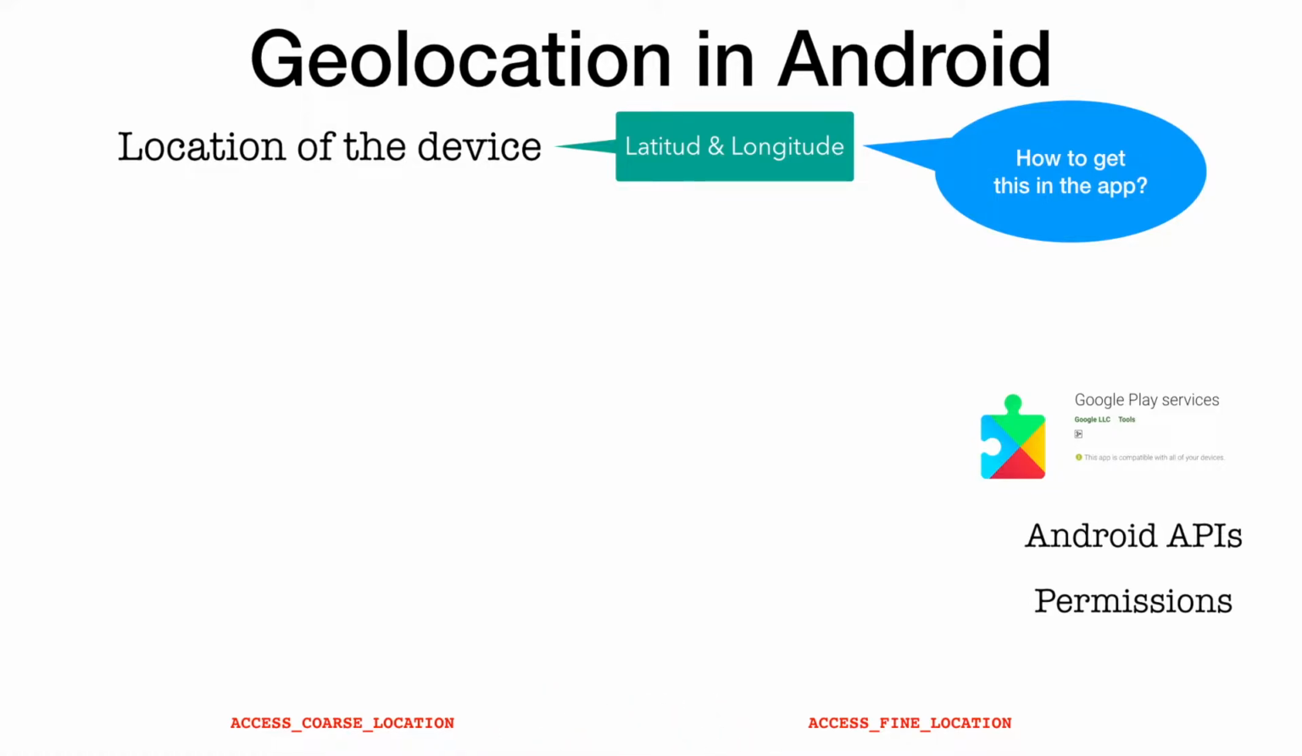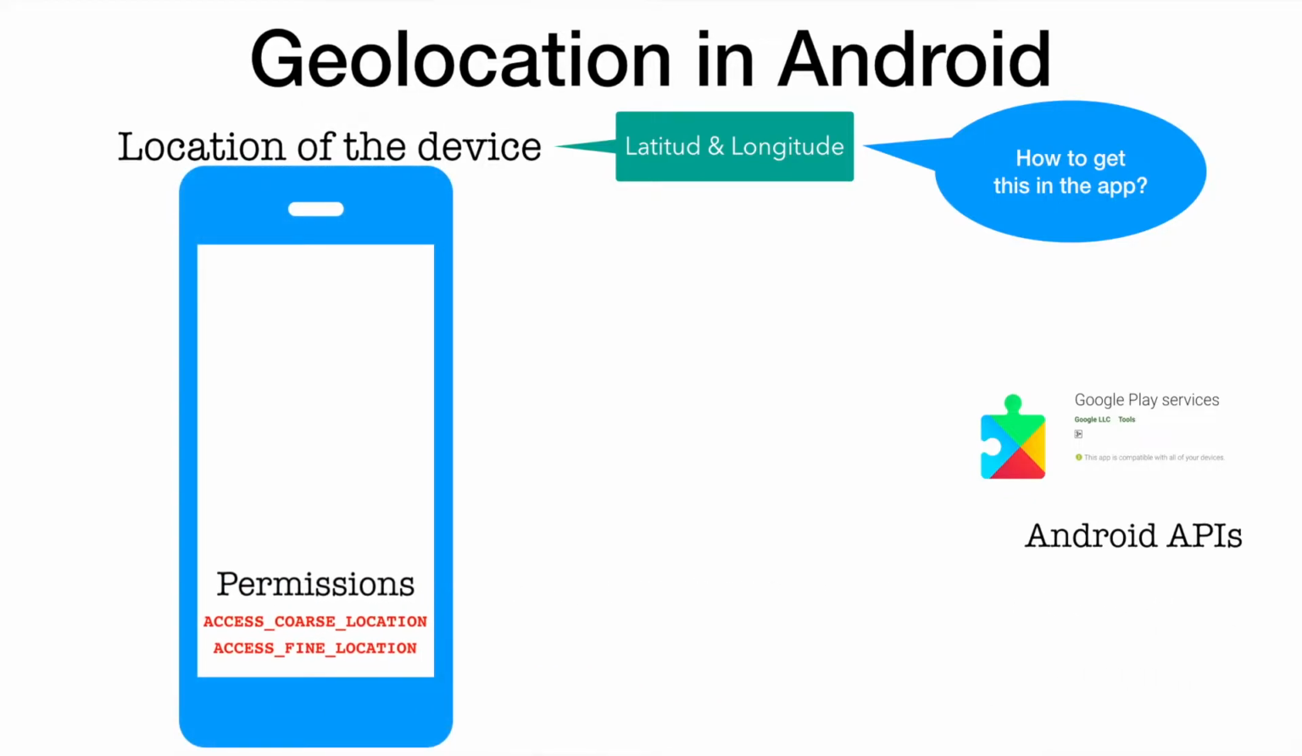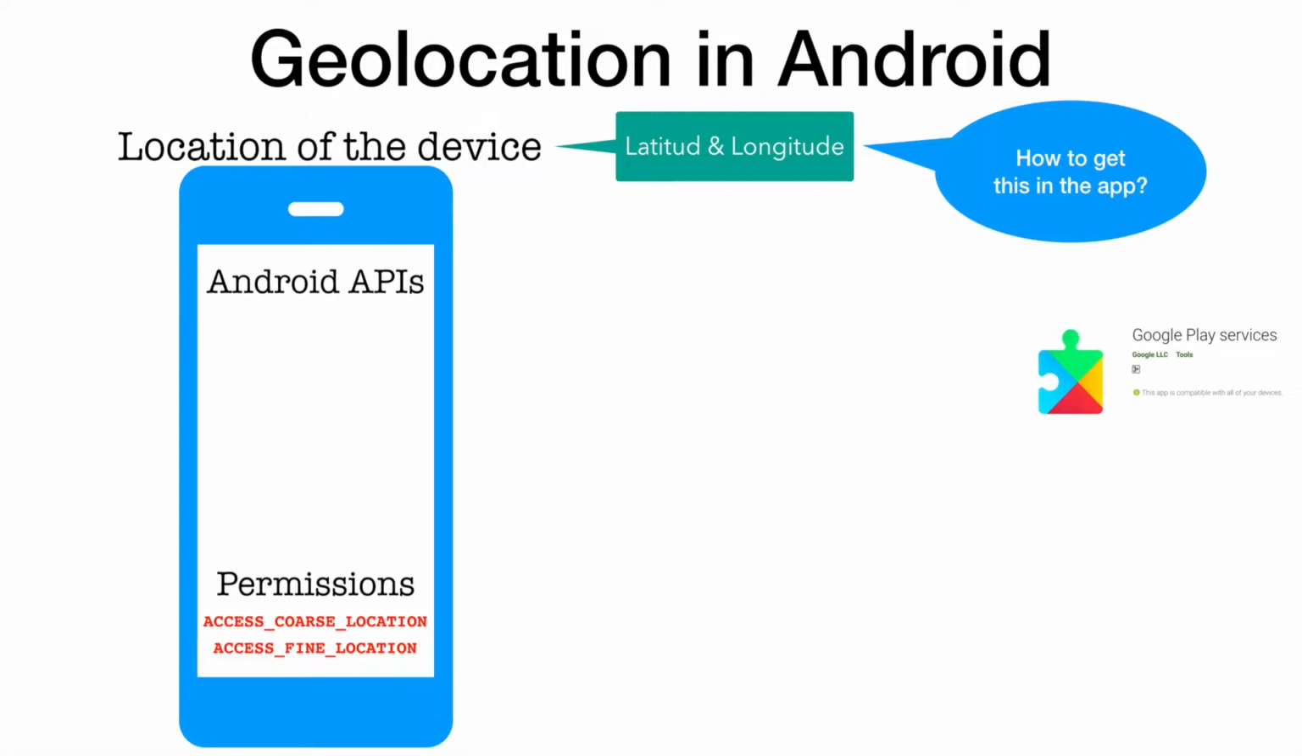With that in mind, the first thing that you have to do is, whenever you create an Android app, you have to have the necessary permissions declared in the manifest file. So in our case, we will be declaring access coarse location and access fine location in our application's manifest file. And then you will have to use certain Android APIs which interact with the Google Play services. Now the question is, which are all those APIs?